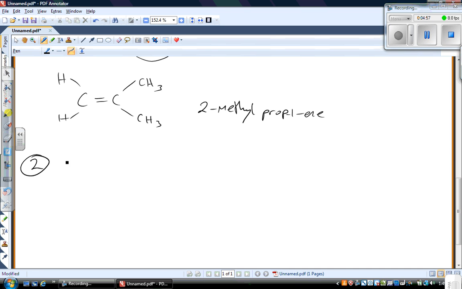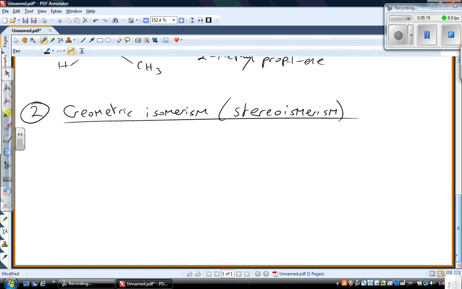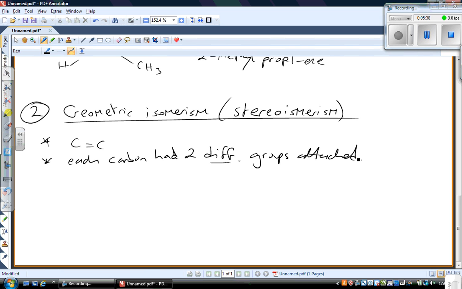The second type of isomerism we covered last year was known as geometric isomerism, also known as stereoisomerism. The key to understanding these was to look for some telltale signals of a molecule which could have geometric isomerism. The first one was that you had a carbon-carbon double bond. And the second point to look for was that each carbon had two different groups attached. So double bonded carbons and two different groups attached.